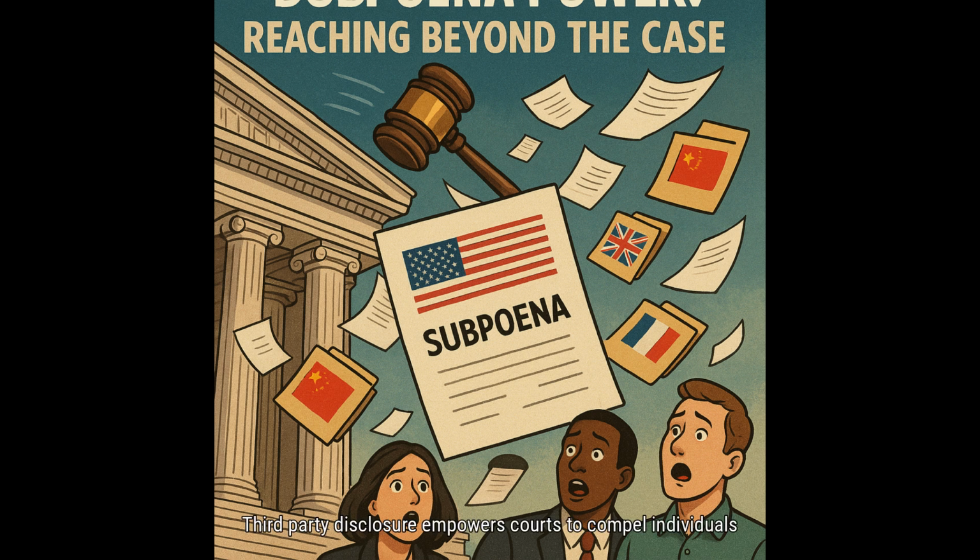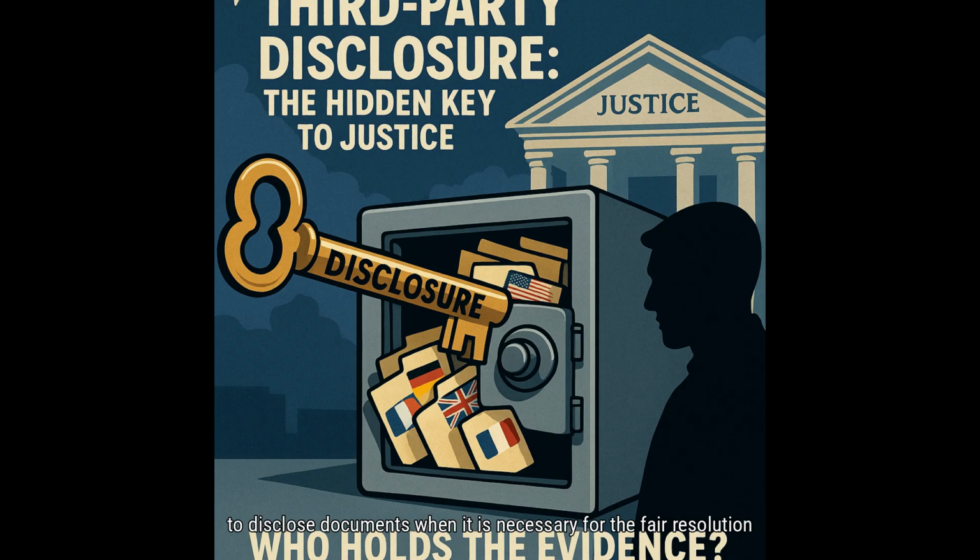Third-party disclosure empowers courts to compel individuals or entities not directly involved in a lawsuit to produce relevant documents or evidence. In the UK, Canada, and Australia, courts can order non-parties to disclose documents when it is necessary for the fair resolution of the case.